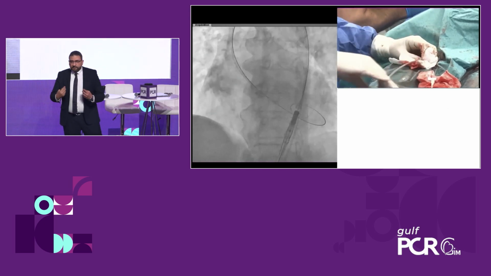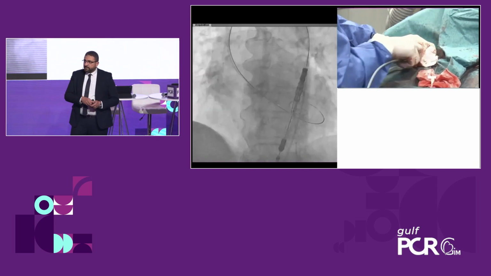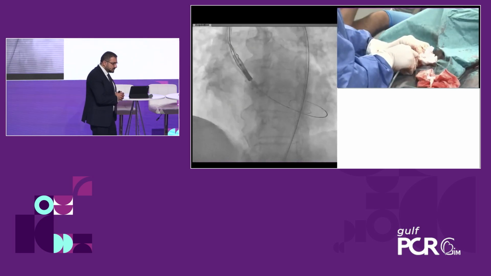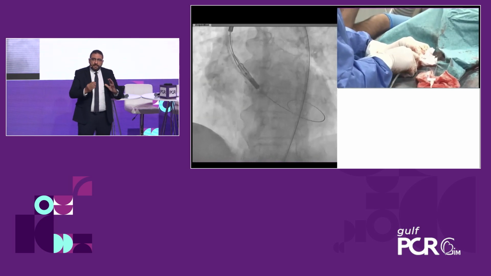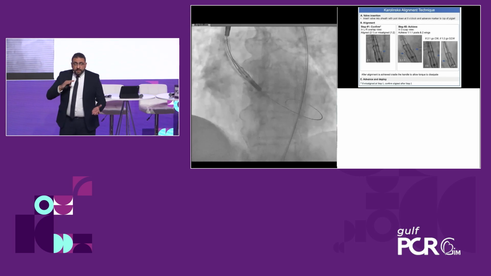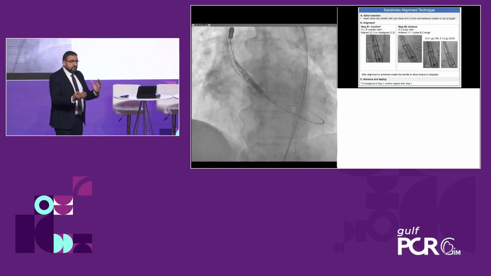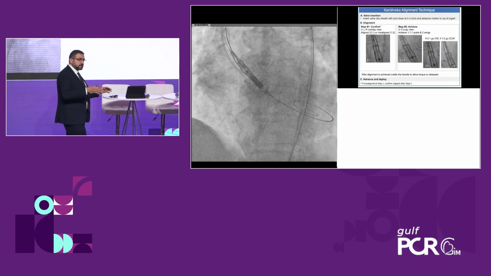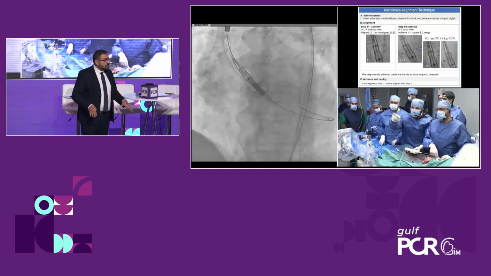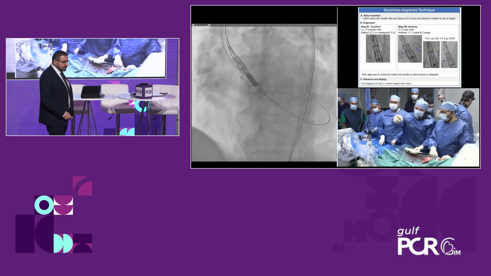Commissure alignment is an important step, especially in this patient who is already known to have ischemic heart disease, just to make sure that the new commissures of the newly placed TAVI valve are opposite to the native commissures of the valve. So commissure opposite to commissure, sinus opposite to sinus. That allows a very easy and straightforward access to the coronaries when needed later on.